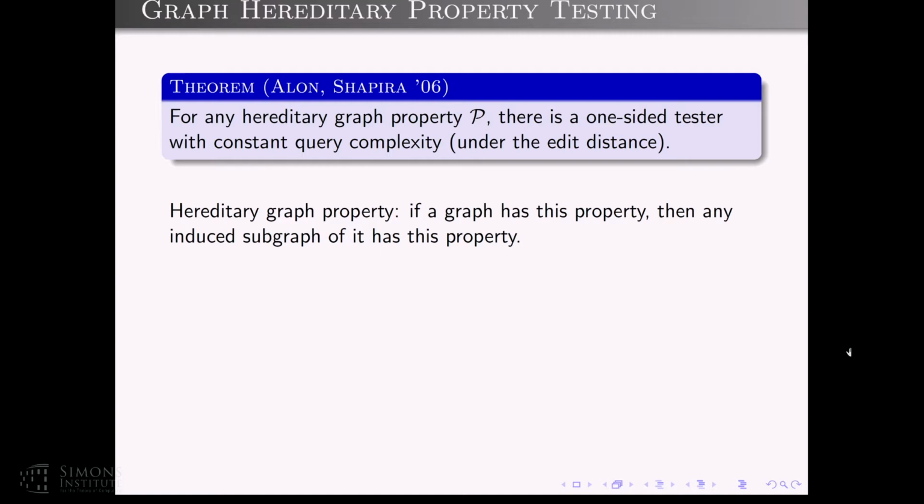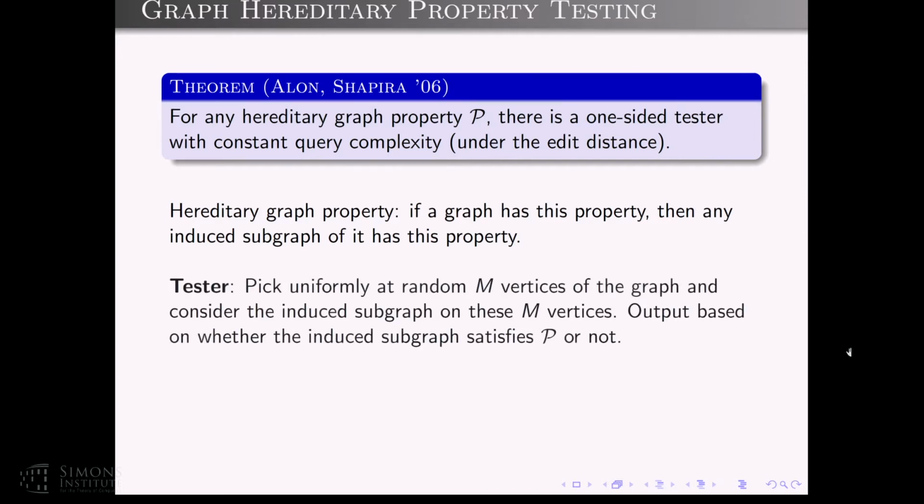A hereditary graph property is such that if a large graph is in this property, then any of its induced subgraphs also has this property. Their tester is a very natural tester. You pick uniformly at random m vertices from this graph, and you consider the induced subgraph on these vertices. If this induced subgraph has this property, then you output that the graph has this property. And if this induced graph doesn't have this property, then the tester should output that it doesn't have this property.